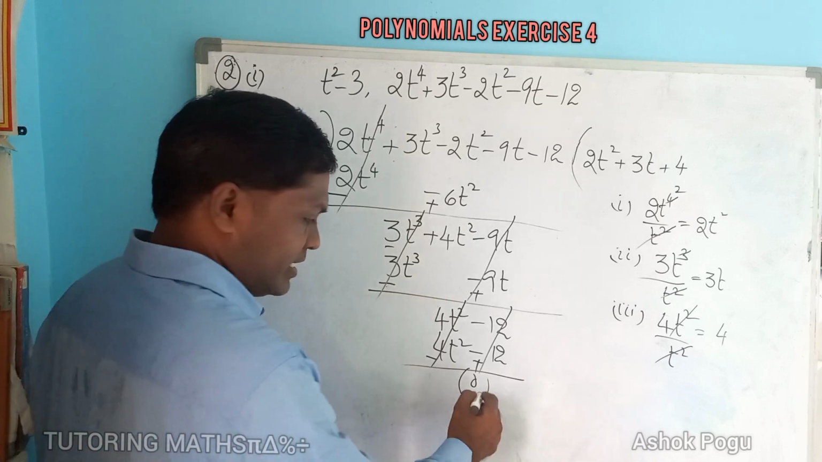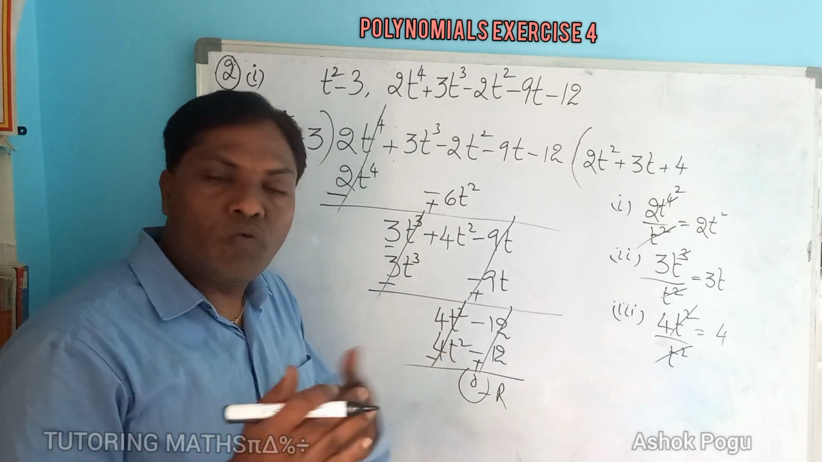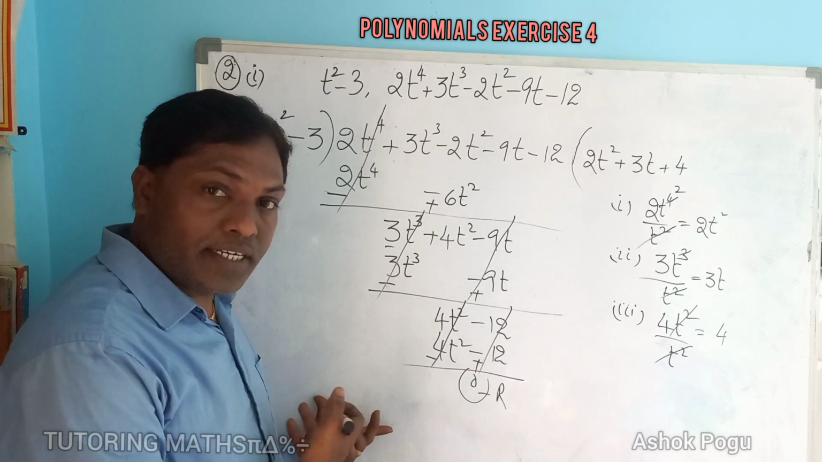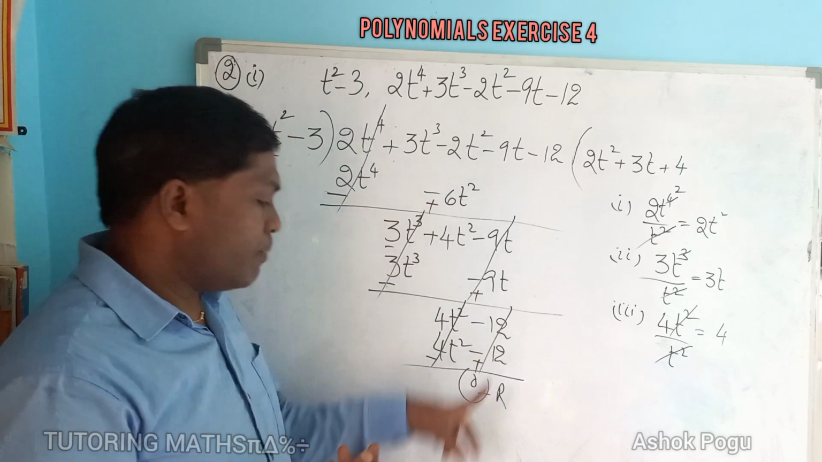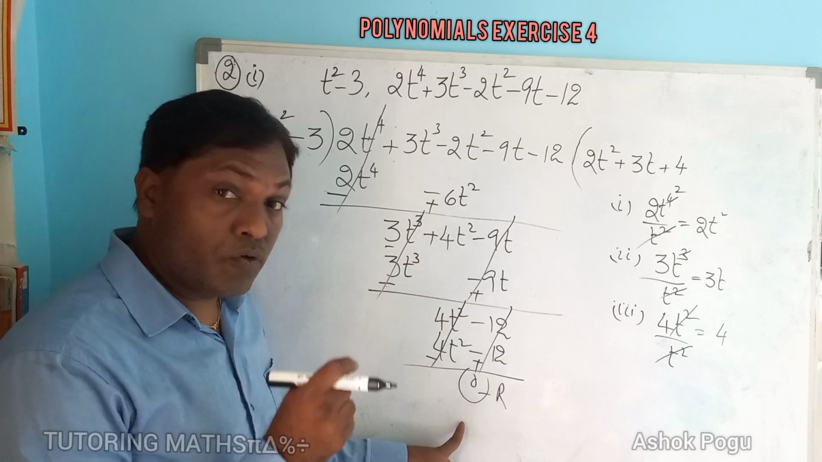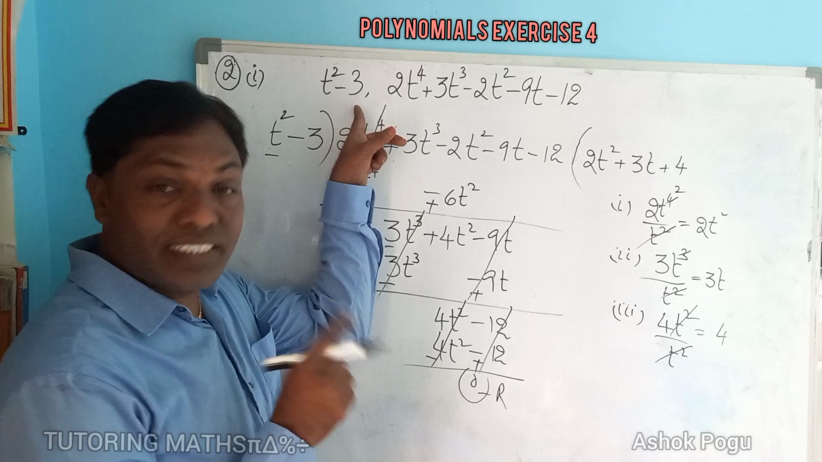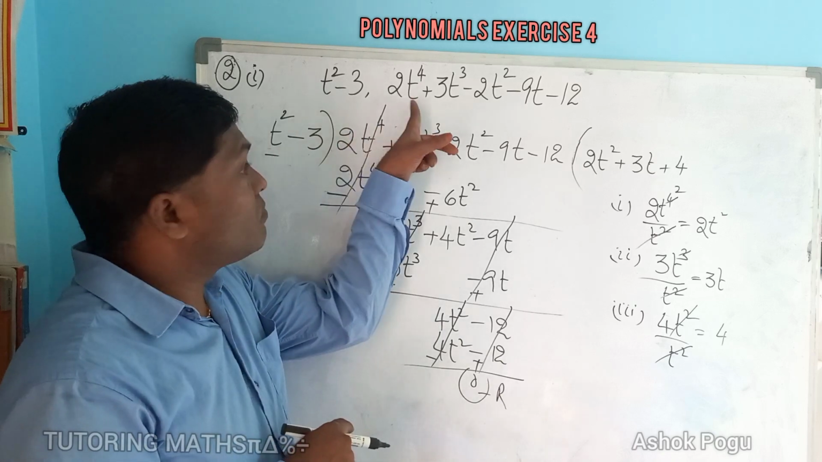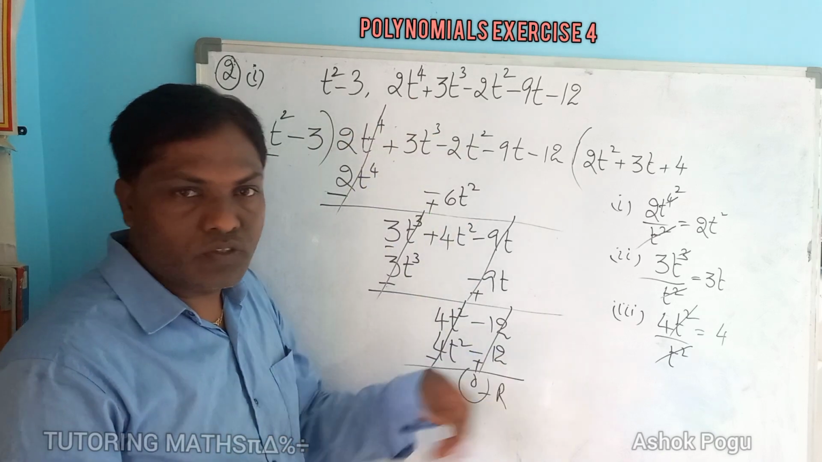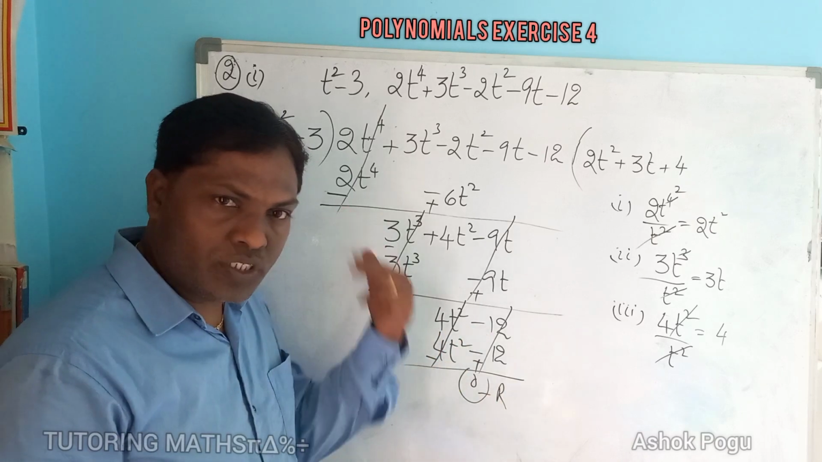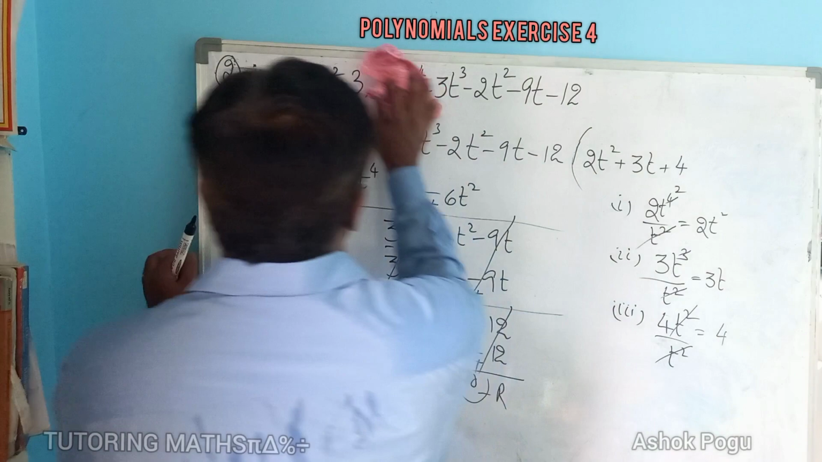It means this is the remainder. So what can we say now? We can say that in the result you can write here the remainder is 0. So therefore the first polynomial t square minus 3 is a factor of the second polynomial. So like that your answer should be. And let us continue with one more question from the same page.